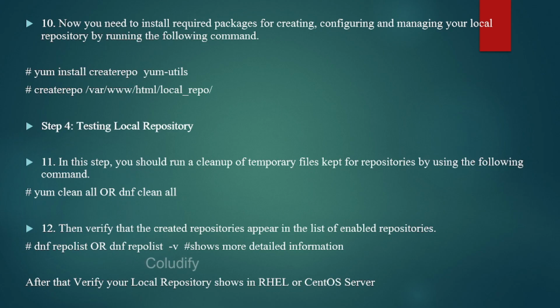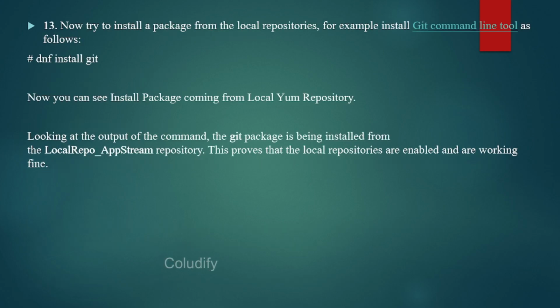For testing our local repository, first we clean the yum packages with the help of the yum clean all or dnf clean all command. Then we verify our repo list to see whether our repository is showing or not with the help of the dnf repolist or dnf repolist -v command. After we verify that our local repository shows on the server, we try to install any kind of package on our Linux server with the help of dnf install git or any package name.